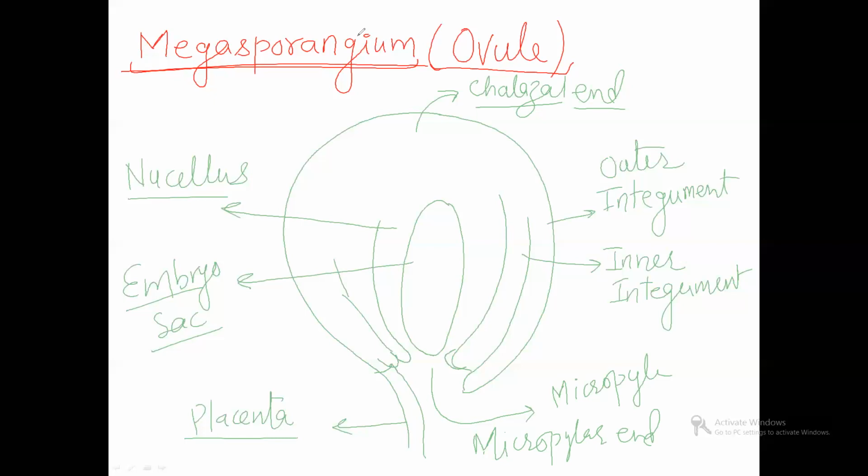Now let's see the structure in detail inside this ovule. Inside this ovule, there is a structure called the embryo sac. The embryo sac is a 7-celled and 8-nucleated structure. It has an egg cell toward the micropylar end.